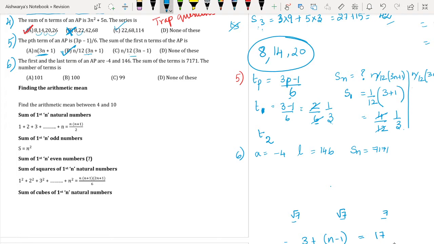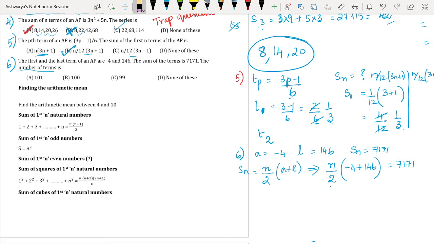What is the formula that you have learned? There are two formulas, right? One is n/2 into (a + l). This is also the Sn formula. We will use this particular formula. The question is asking us to find the n value. Only n is missing, all the other values are given to us. So it will be n/2 within bracket (-4 + 146) is equal to 7171. So use your calculator, quickly find out and tell me what value you get here.